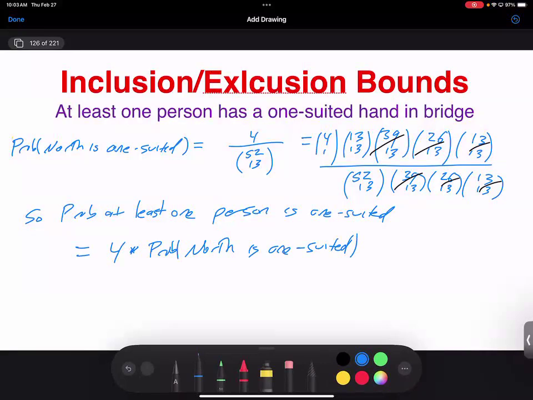So we're double counting 2 people being one suited, right? And if we're double counting 2 people being one suited, what's the next danger? 3 people. Now, what's interesting is if 3 people are one suited, what do you know about the 4th person? They're also one suited. So this is not quite right. So this is minus something small, right? Let's try to get a sense of how small we are. So if we just did 4 times the probability, we would be wrong.